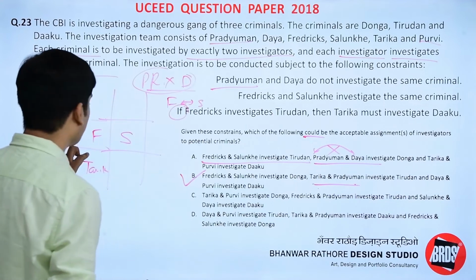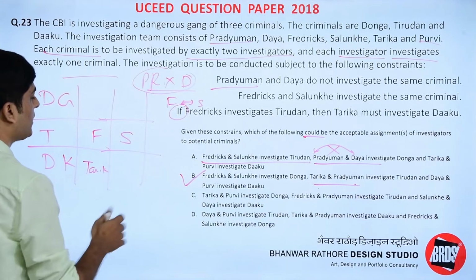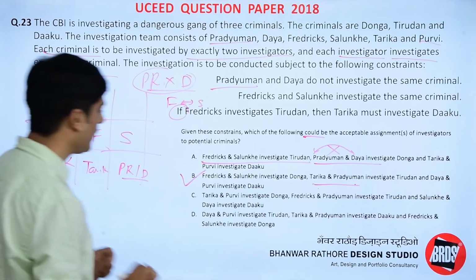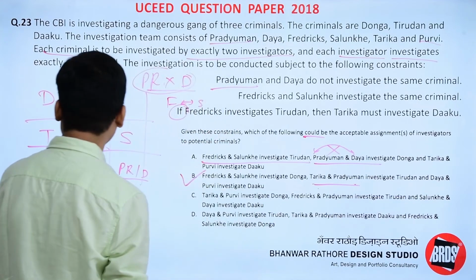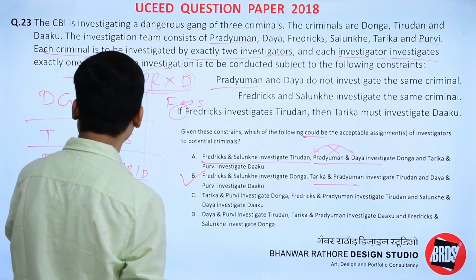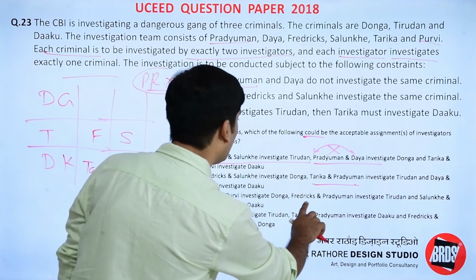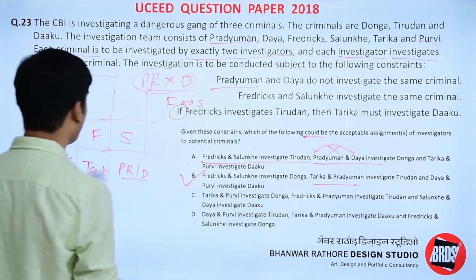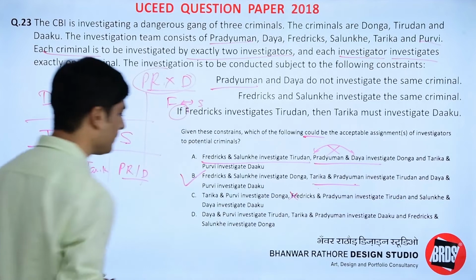Next, Tarika is over there. Pradyuman and Daya can't work together. It means either Pradyuman would be there or Daya would be there with the Tarika. Right? Tarika and Purvi investigate Donga. F and P investigate Tridwan. It won't be possible because F and S both are working together. So this option will be eliminated.